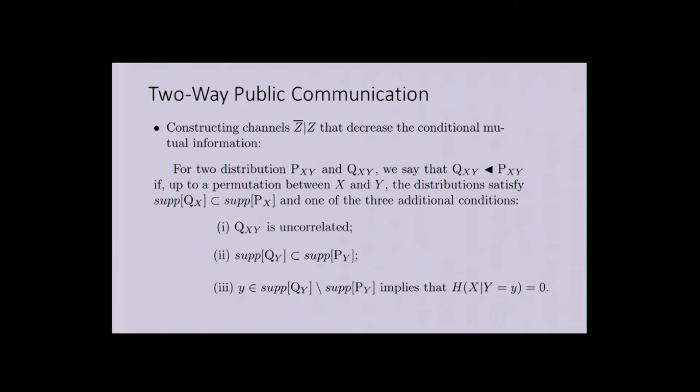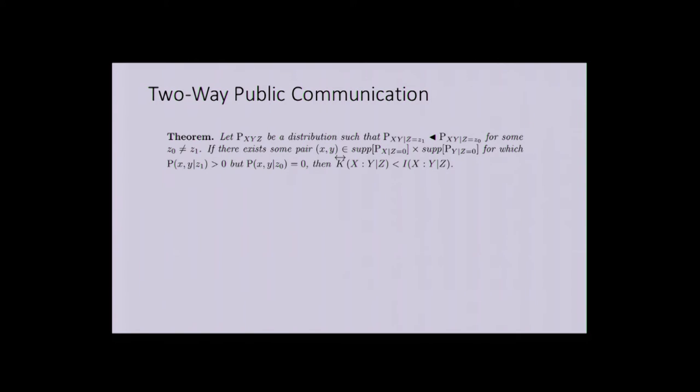But basically, we introduce this relationship between two distributions that we label by this dark arrow here. And it satisfies some properties. And it turns out that if you have a distribution PXYZ, and you look at any two of the conditional distributions and they satisfy this relationship that we identify, then that is sufficient for the capacity to be less than the conditional mutual information.